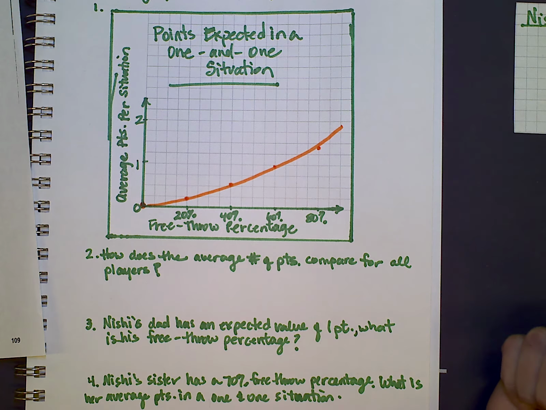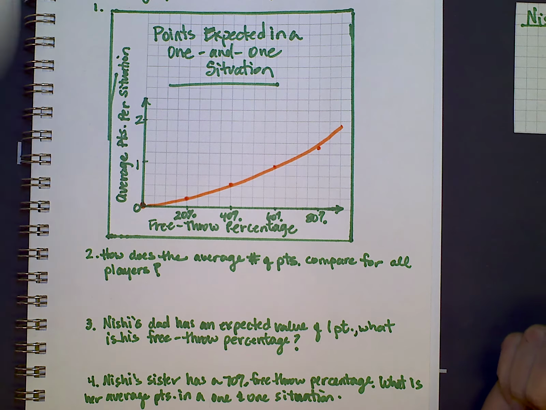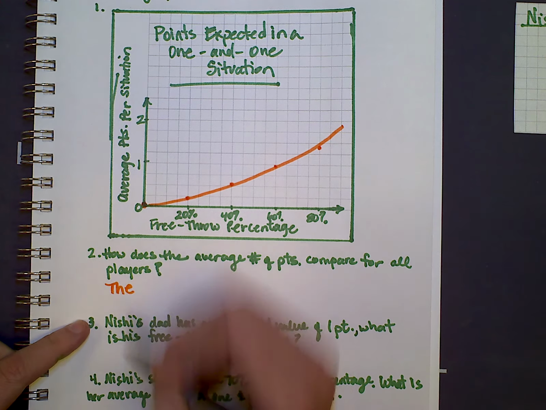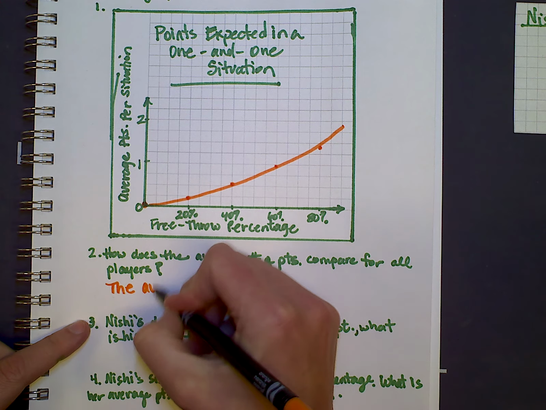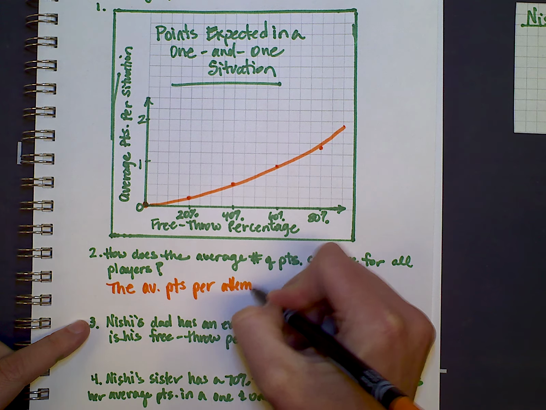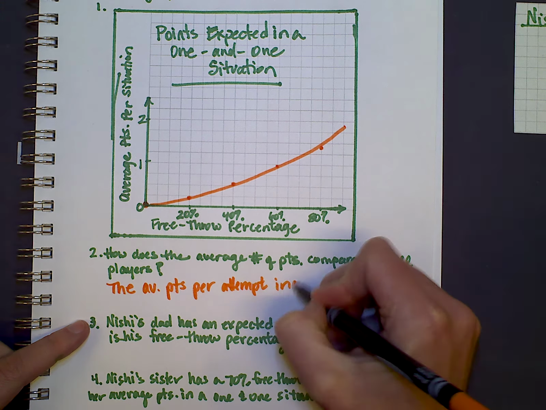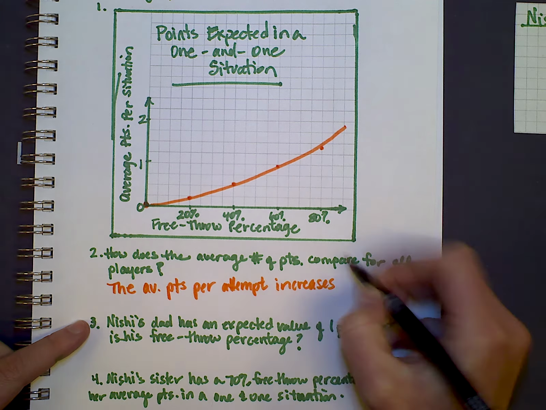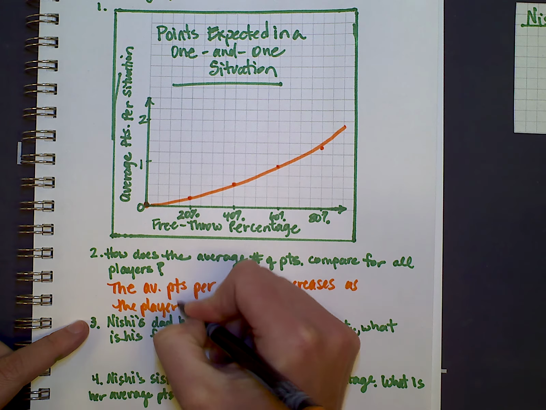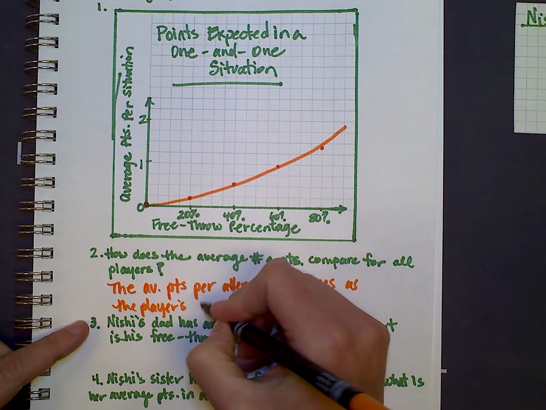How does the average number of points compare for all players? Well, the average points per trip increases as the player's average increases. So let me write that briefly. The average points per attempt increases, and we can see that clearly in our graph, as the player's average increases.